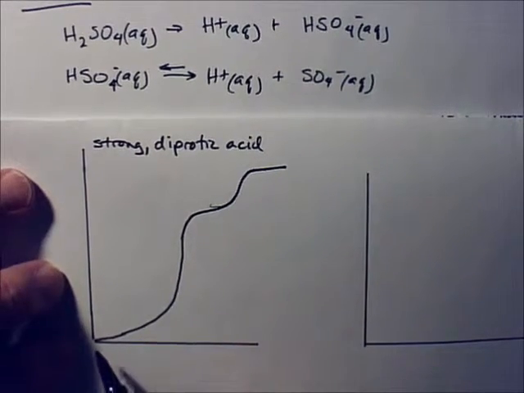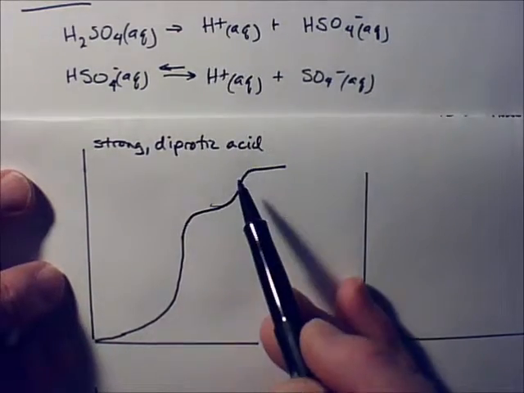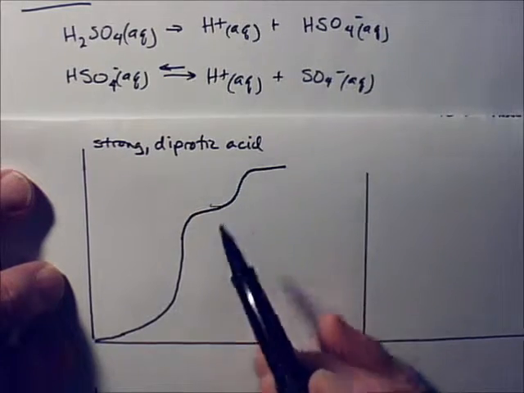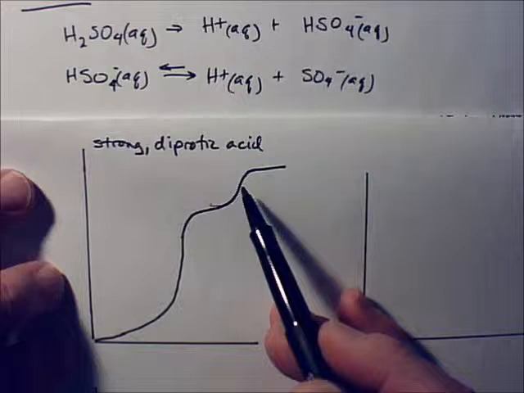So the strong diprotic acid starts out like a monoprotic acid, but then you got this extra bump where that second hydrogen comes off right up here. So this is where the first hydrogen is coming off. This is the second. Got that?